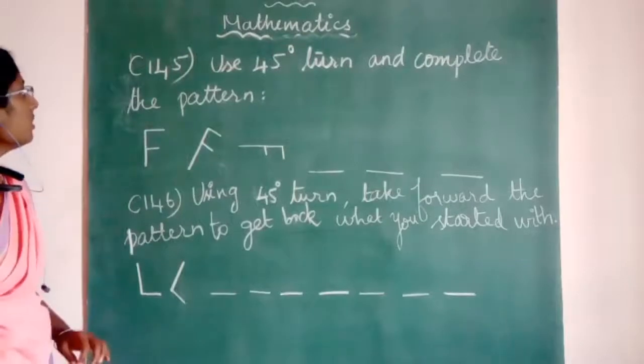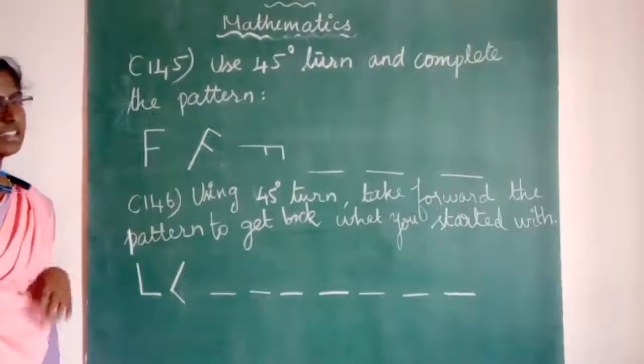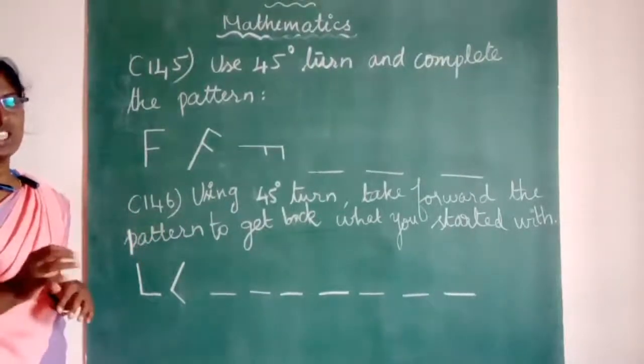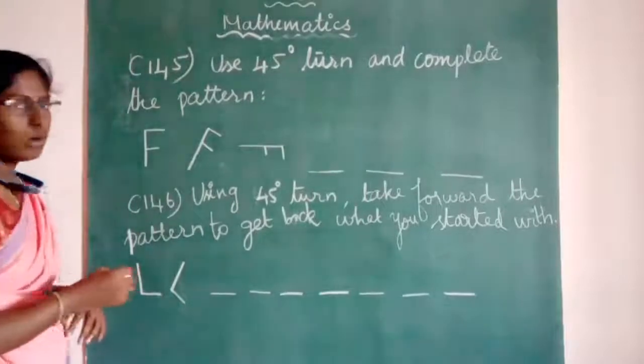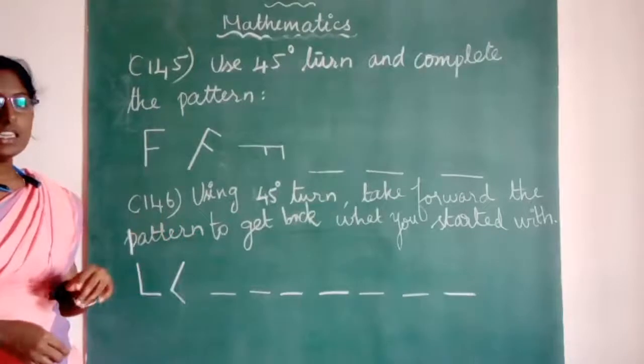See, look here, C145: use 45-degree turn to complete the given pattern. Okay, so we already learnt about angles in the second chapter, shapes and angles. So you will know what is a 45 degree. It is an acute angle. Okay, and what is 90 degree? It is a right angle.